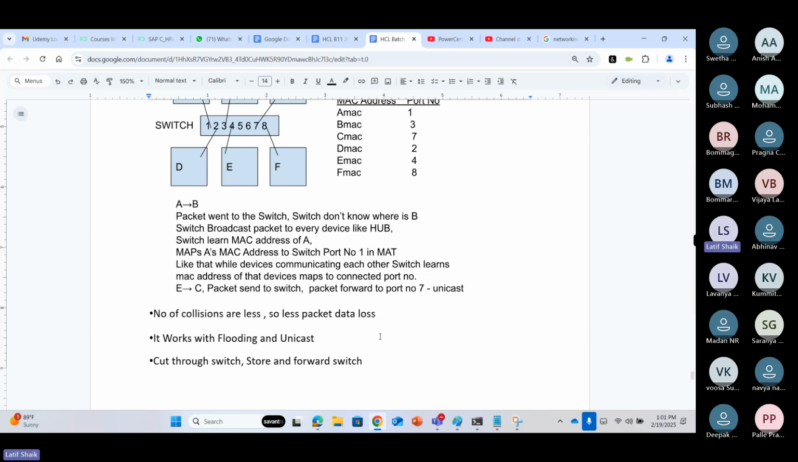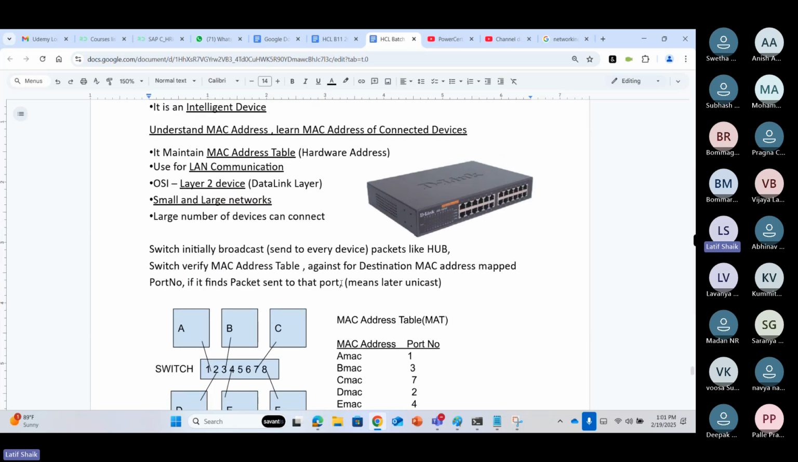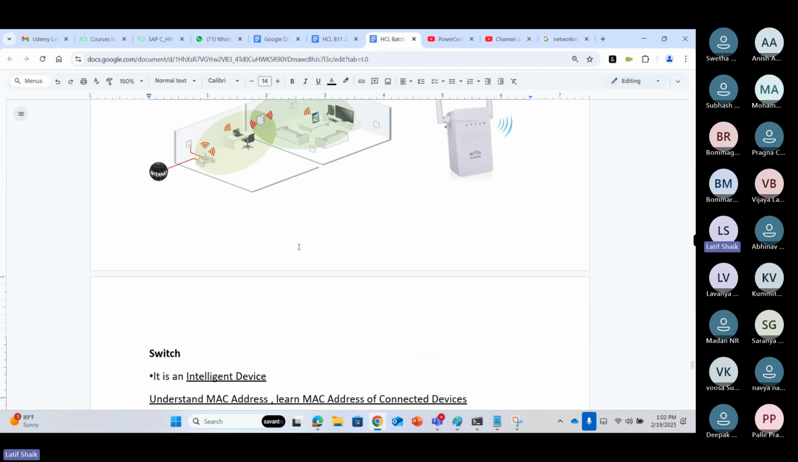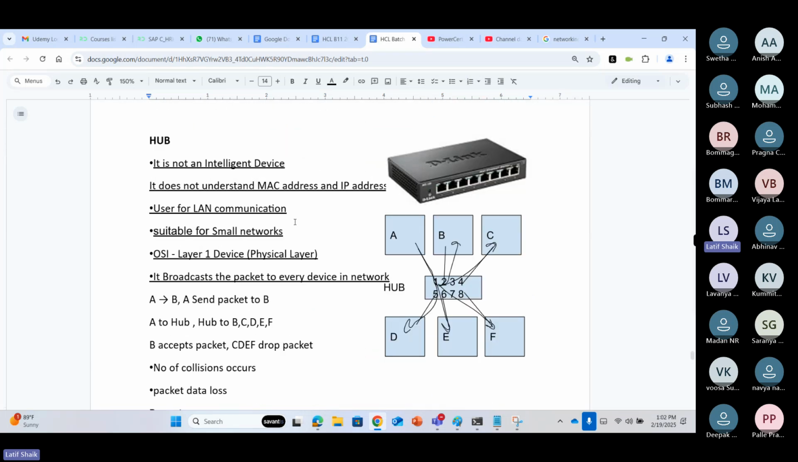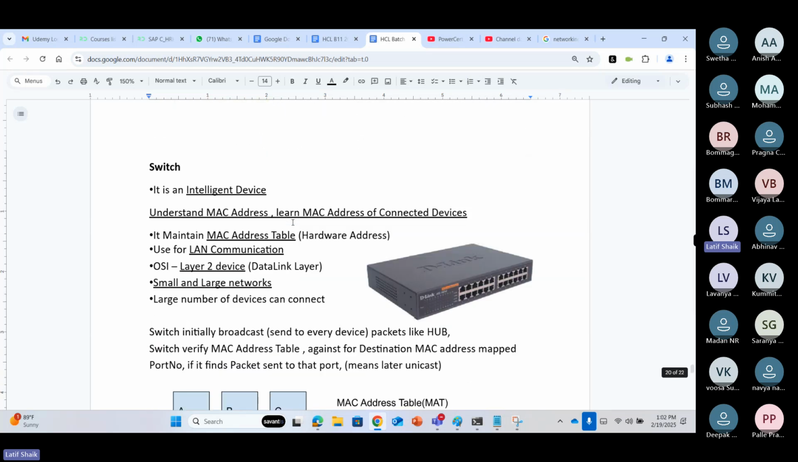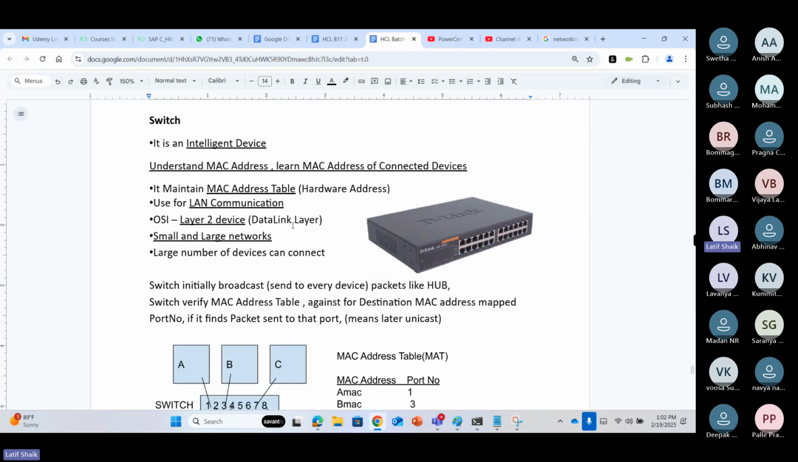So this is about your switch. Again, the difference between hub and switch. Hub is a layer 1 device, switch is a layer 2 device. Hub and switches are both used in LAN communication. Hub is used for small networks. Switch is used for large networks with a large number of devices. Hub always broadcasts packets to everyone. Switch may initially broadcast the packets, but later it unicasts packets using the MAC address table.